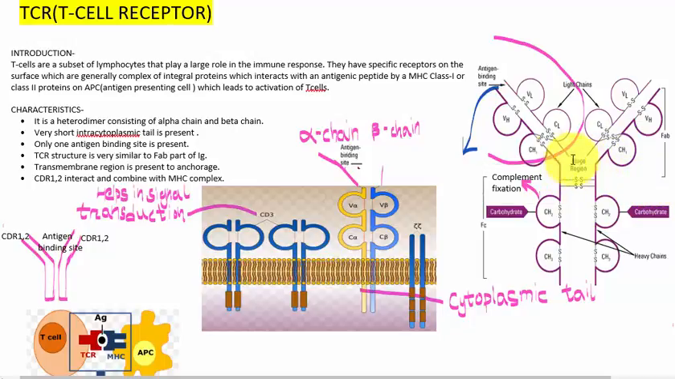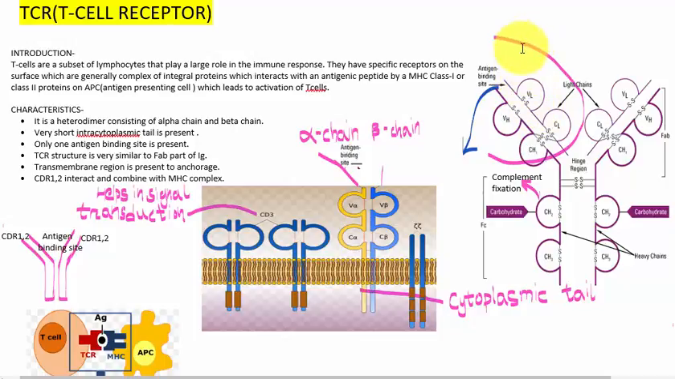This is the hinge region, and the light chain as well as heavy chain consist of some variable regions and some constant regions. So VL is for the variable region of the light chain and CL for the constant region of the light chain. Likewise, VH is the variable region for the heavy chain and the constant regions of the heavy chain are CH1, CH2 and CH3. The CH2 part is composed of some carbohydrates. It helps in complement fixation.